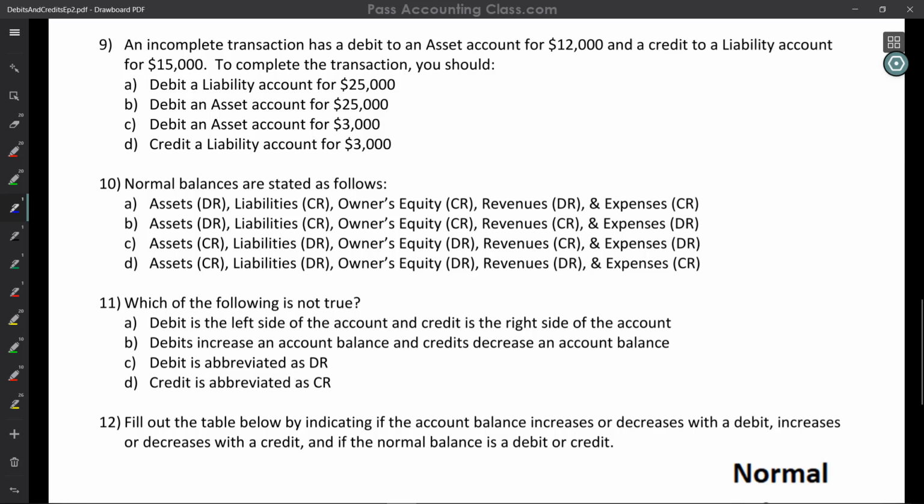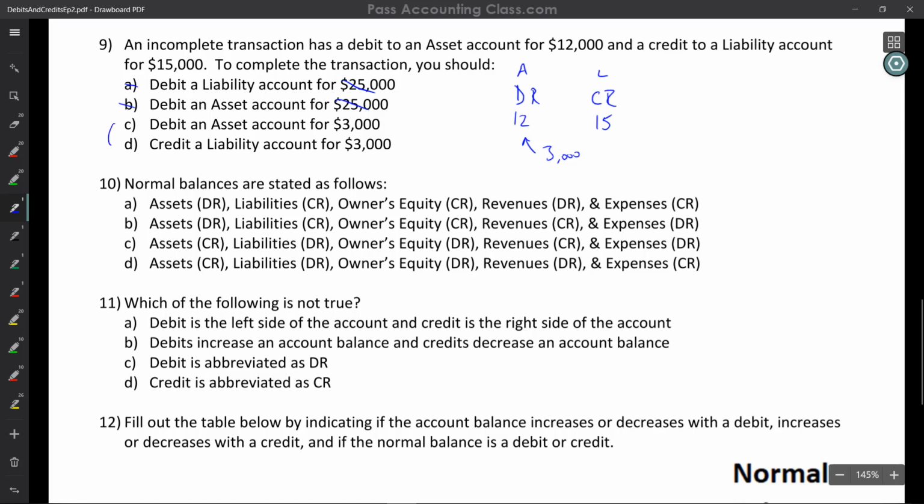So what I'm going to do here is just put in my debits and my credits. And I've got $12,000 here for my asset, and I've got $15,000 here for my liability. So the difference between these two is going to be $3,000. And what I need to do is I need to debit some type of an account for $3,000. So right now I know it's not $25,000, so I can mark those out.